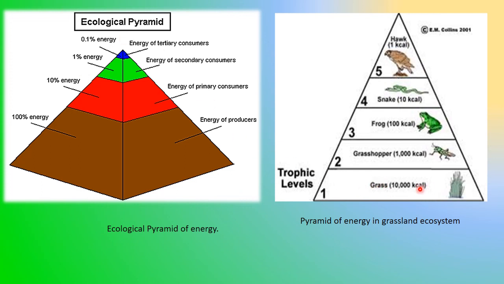In both examples, you can see that energy in kilocalories is the highest at the base, that is at the producer level, then it keeps decreasing towards the top carnivores. This is the reason why the pyramid of energy is always upright in every kind of ecosystem.